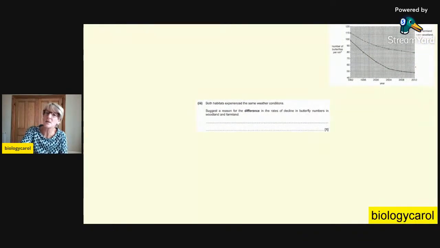Both habitats experience the same weather conditions. Suggest a reason for the difference in the rates of decline in butterfly numbers in farmland and in woodland.